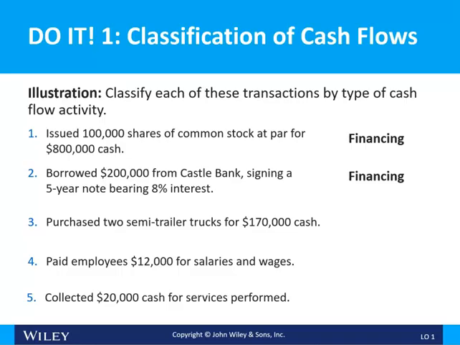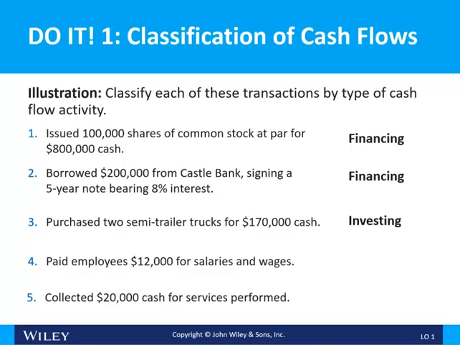We purchased 2 semi-trailer trucks for $170,000 cash. That's going to go in the investing section. So we're investing into our business. Our property, plant, and equipment is going to increase. That cash flow out goes in the investing section.